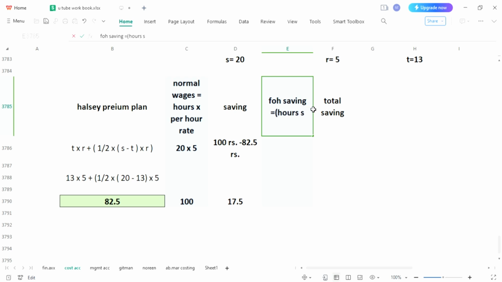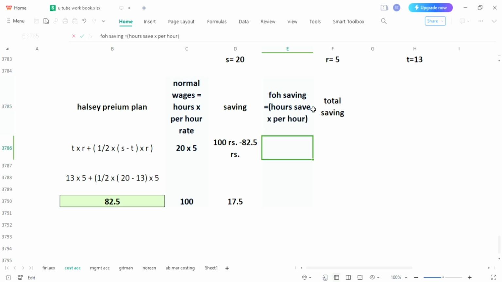saved. Hours saved would be multiplied by the per hour rate. So look here, the number of hours in absence of Halsey were 20, and when the incentive plan was given, they completed their job within 13 hours. So hours saved is 20 minus 13. Please understand it again. 20 hours in normal cases, and they have completed this job even in 13 hours. So how many hours have they saved? 7. And then it would be multiplied with 5.